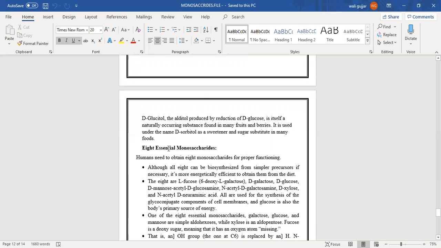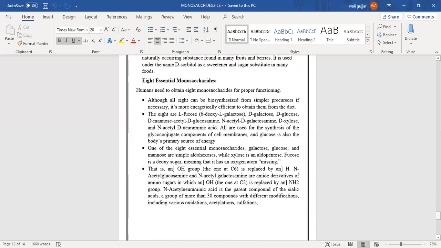Then we see the 8 essential monosaccharides. Humans need to obtain 8 monosaccharides for proper functioning. Although they can be biosynthesized from simpler precursors if necessary, it's more energetically efficient to obtain them from the diet. They are L-fucose, D-galactose, D-glucose, D-mannose, and so on.